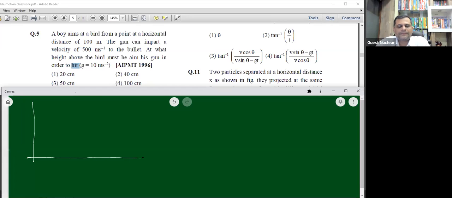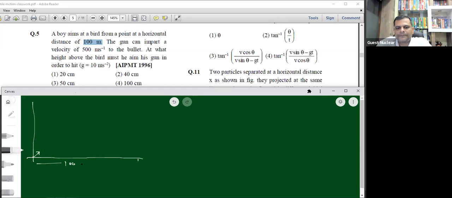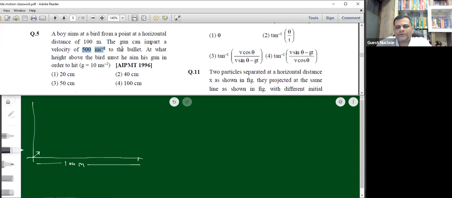This is the diagram. Suppose that we have a gun here. A boy aims at the bird from a point at a horizontal distance of 100 meter, so this distance is given as 100 meter. The gun can impart the velocity of 500 meter per second to the bullet. At what height above the bird must he aim his gun in order to hit it?